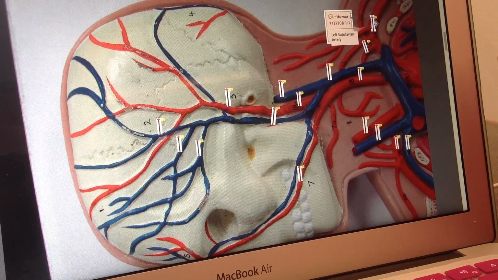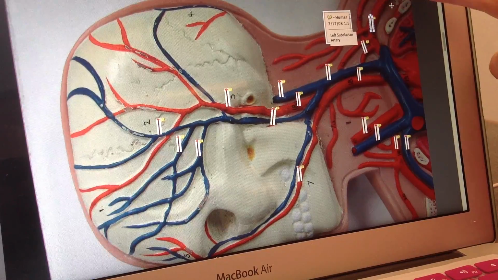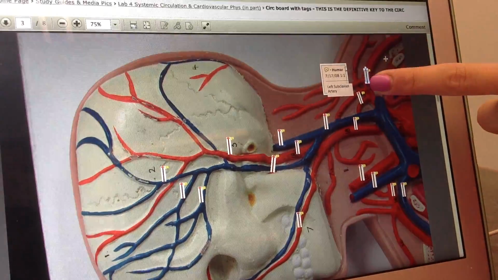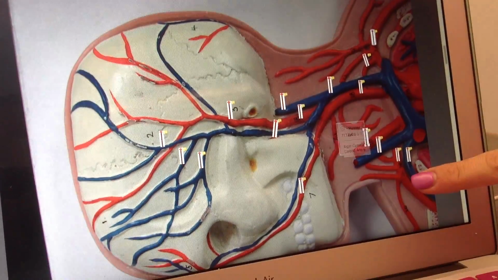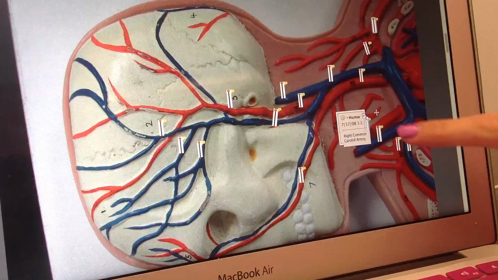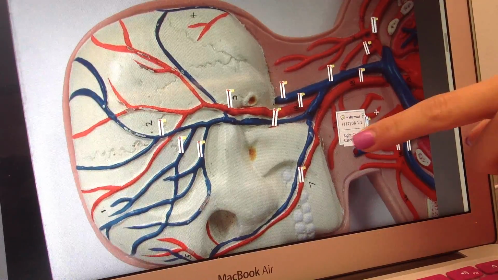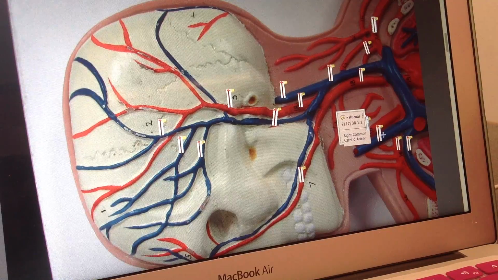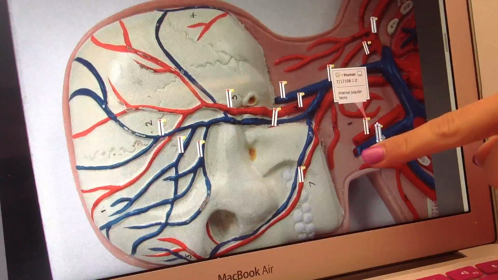Then we have the left subclavian artery, which is right here. So that's the left subclavian artery. And then moving on over to this side, we have the right common carotid artery. So this one that sticks up is the right common carotid artery. Right next to it is the internal jugular vein that sticks up.